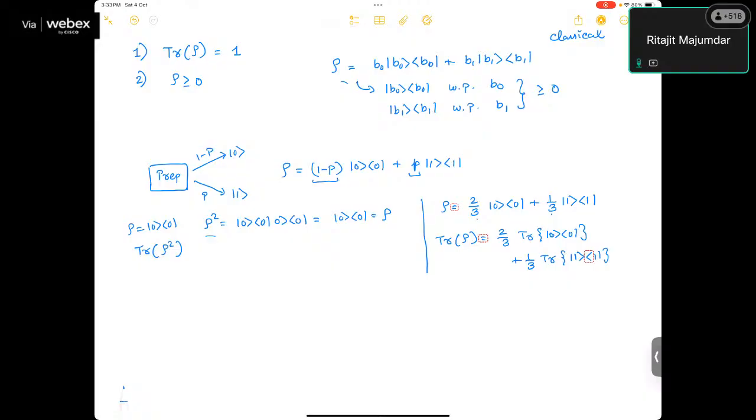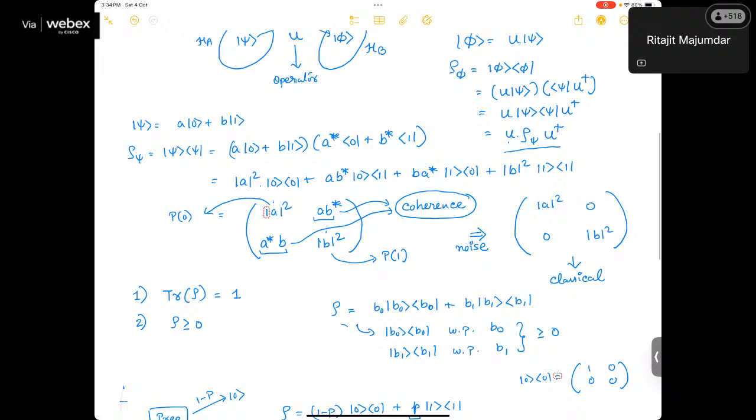If you write |0><0|, it looks like this: 1, 0, 0, 0. So the trace of this is basically 1. We can do another argument on top of that, even without writing down the matrix explicitly and showing what is happening. What was my trace? Why was the trace of rho equal to 1? Because these turned out to be the probabilities, right?